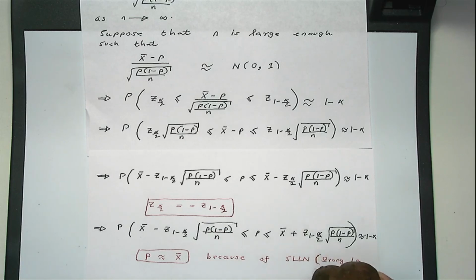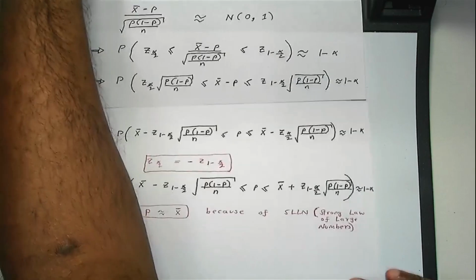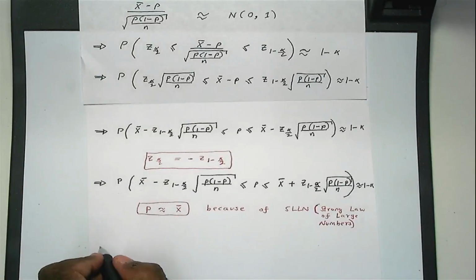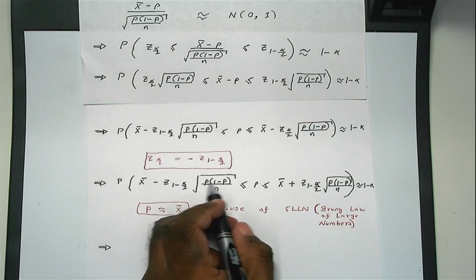If you don't know this, just remember that's what it says. The strong law of large numbers says that as n approaches infinity, the population mean approaches the sample mean. So this is the population mean for the Bernoulli random variable, and this is the sample mean. So in the final step, I'm going to replace these two p's and these two by x bar.